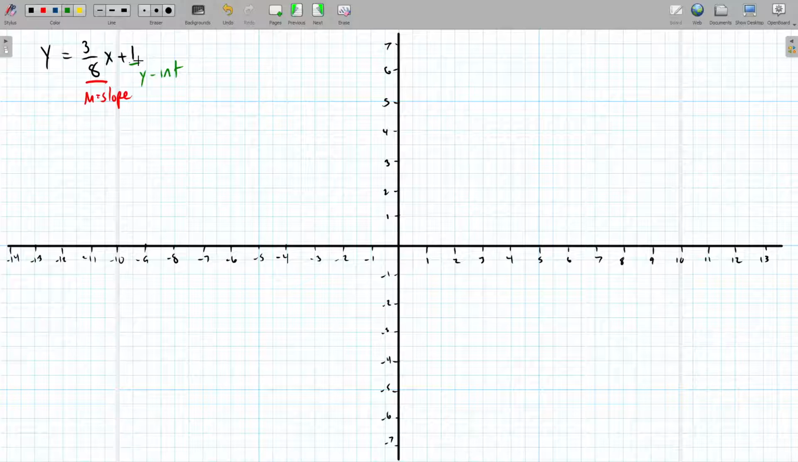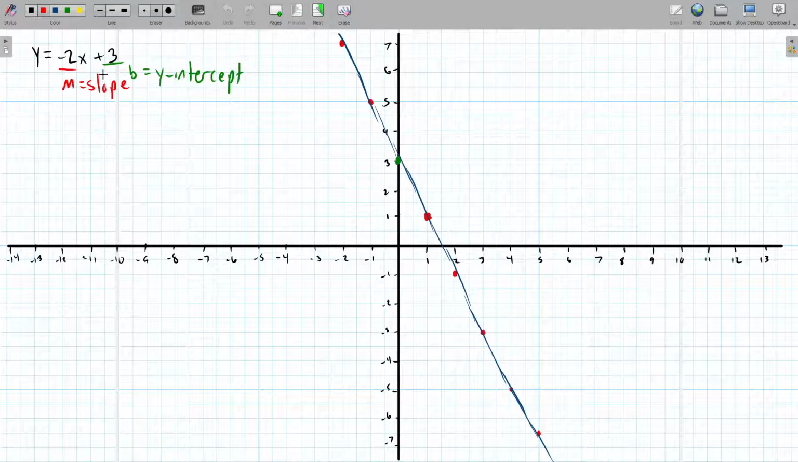Okay, so we're going to start in the same way. We're going to start with the y-intercept being at positive 1. And then my slope, because it is a fraction this time, I'm not just going to go over 1. Right? That's only going to work when we have a slope that is a whole number.